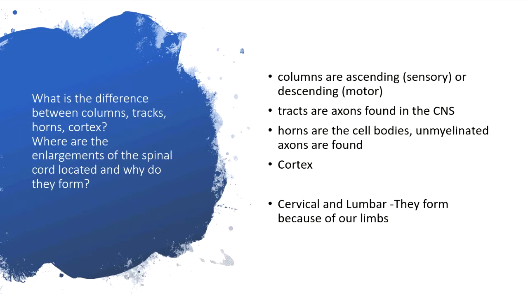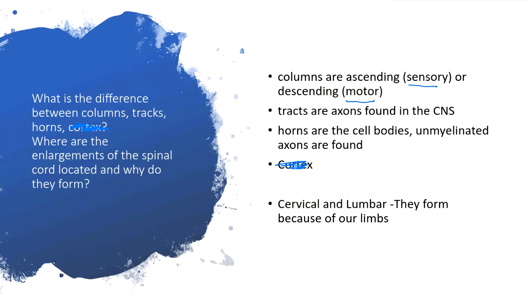Okay, there's a cortex part. Let's not worry about it. So what is the difference between columns, tracts, horns? The cortex, again, we're not going to worry about that. So columns are either ascending or descending. If you're ascending, it's sensory. If you're descending, it's motor.